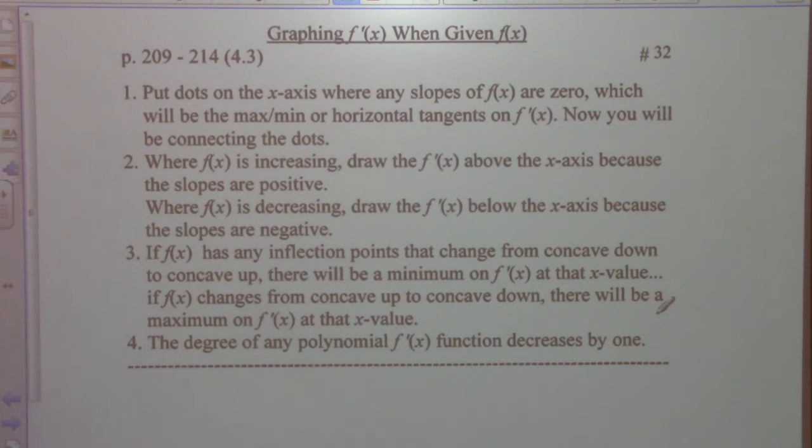Anyway, next we get to graphing f prime of x when given f of x. And here you have all the explanations of what to do. Okay, so to me, these are all good explanations, but the explanation that I think is better than all of these is this thing we've been talking about.